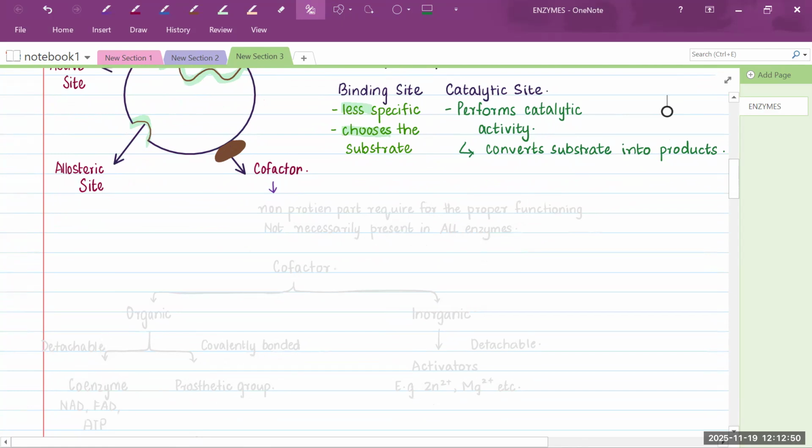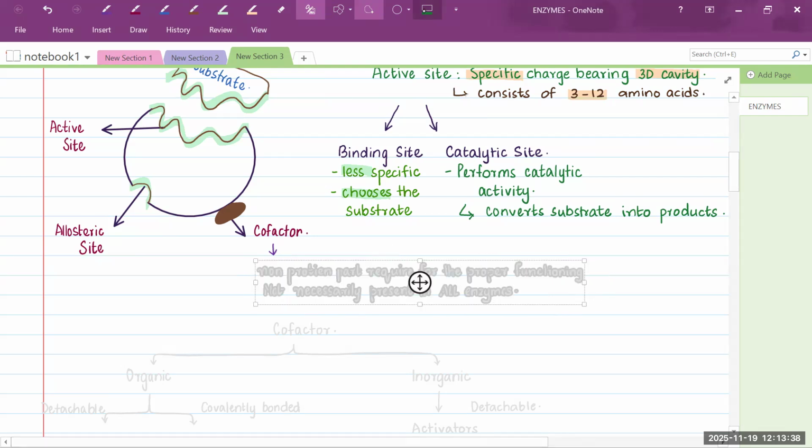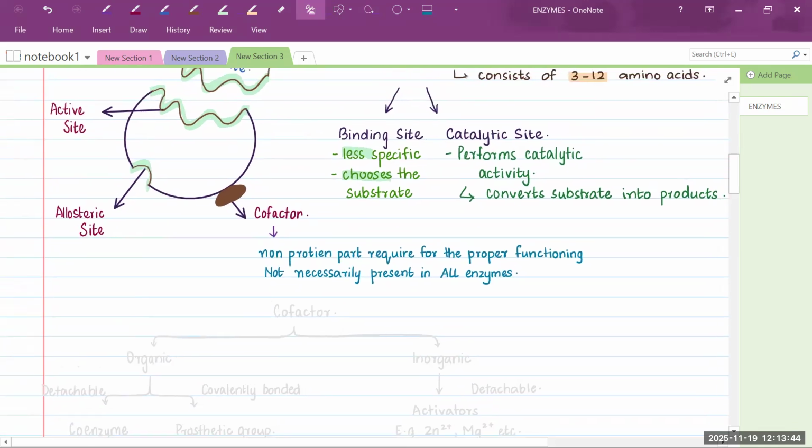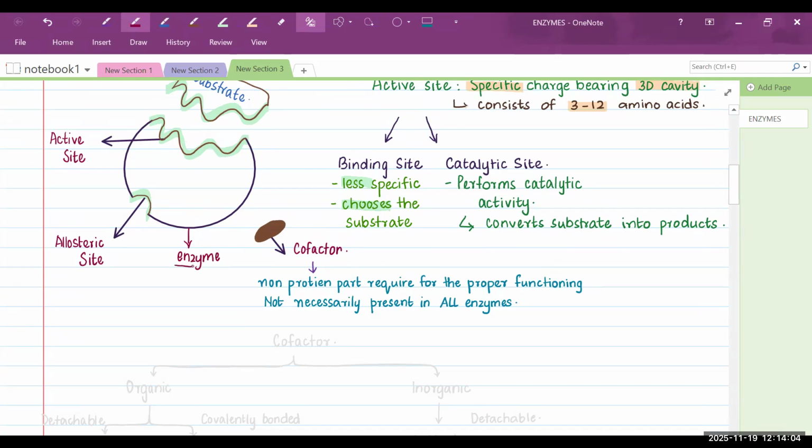Okay, moving on to the cofactor. A cofactor is a non-protein part of an enzyme, and it is required for the proper functioning of some enzymes. You need to remember that not all enzymes need a cofactor to work. For example, this enzyme is without the cofactor, right? And this enzyme needed a cofactor. This one is not the enzyme that does not need a cofactor.